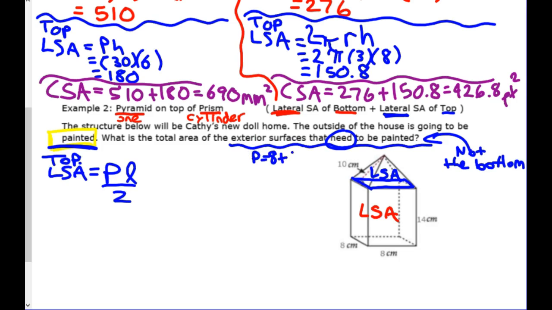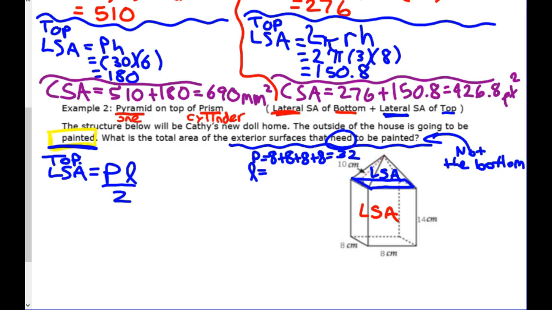8 plus 8 plus 8 plus 8. What does that give me? 32 centimeters, right? So we got the perimeter of the base of the pyramid, which is the same base as the prism. Okay, now the next thing I need is this L.